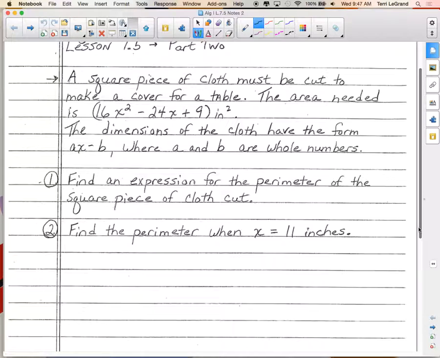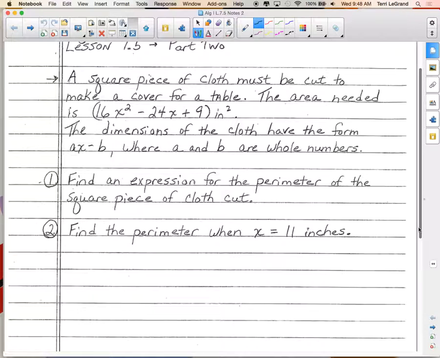We have a square piece of cloth that must be cut to make a cover for a table. The area needed is this crazy polynomial, 16x squared minus 24x plus 9 inches squared. The dimensions of the cloth have the form ax minus b. This would be an example of an ax minus b: 3x minus 2. A is 3, b is 2. Okay, negative 2 basically, or if we change it to add the opposite, where a and b are whole numbers.